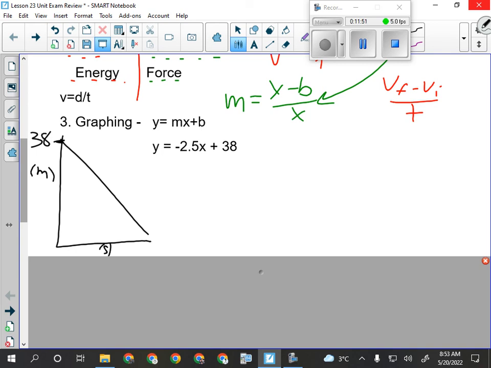So being able to interpret a graph is still an important part of this. If this was a velocity versus time graph, what would that object be doing? Negatively accelerating. Which direction is it moving?